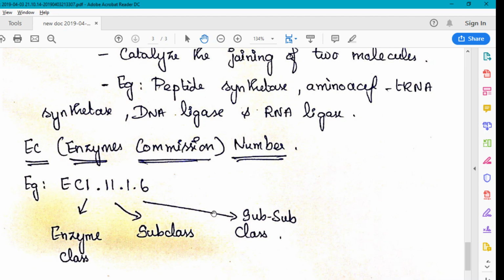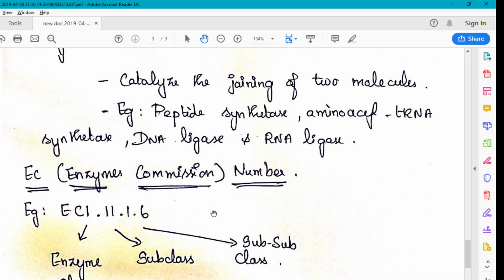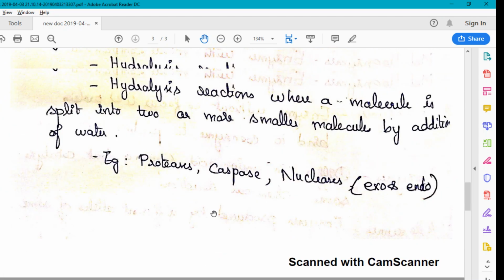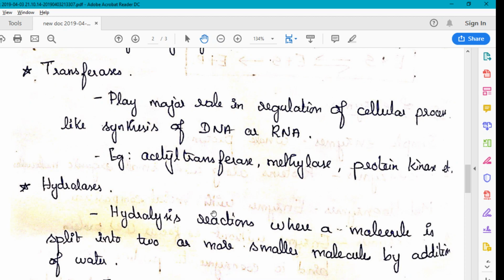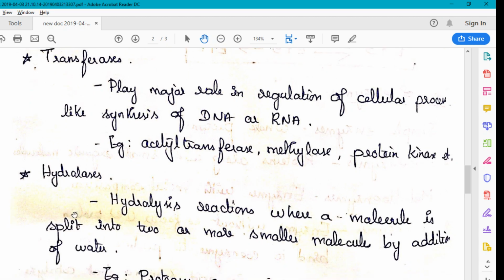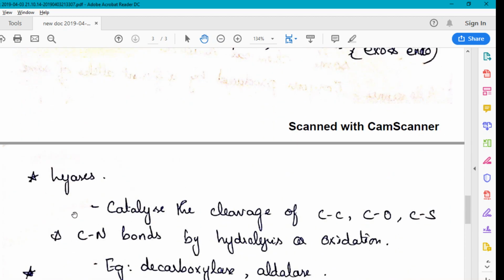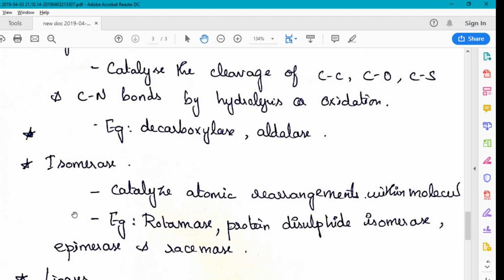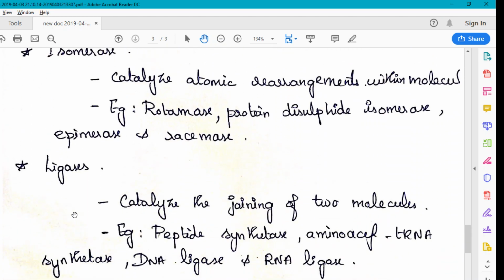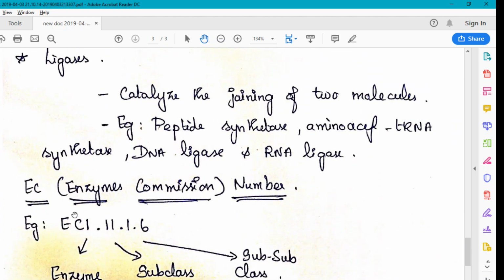If it is 1, it denotes oxidoreductase. If it is 2, it denotes transferase. If it is 3, it denotes hydrolase. If it is 4, it denotes lyase. If it is 5, it denotes isomerase. And if it is 6, it denotes ligase.